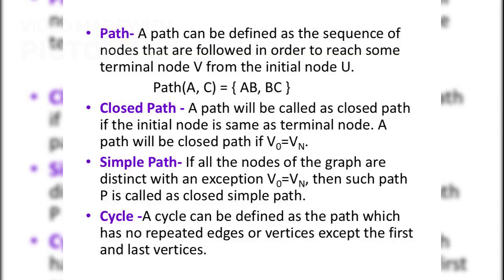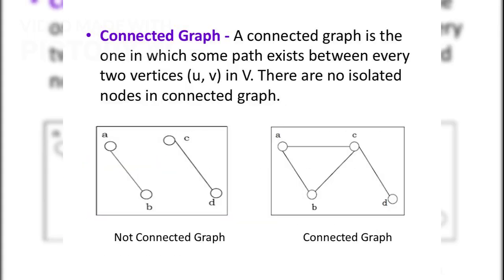A path in a graph is a sequence of nodes that leads from one node to another. Paths can be simple, closed, or cyclic, each with unique characteristics and applications. A connected graph ensures that there is a path between every pair of vertices. This connectivity is crucial for many applications, as it ensures no node is isolated.